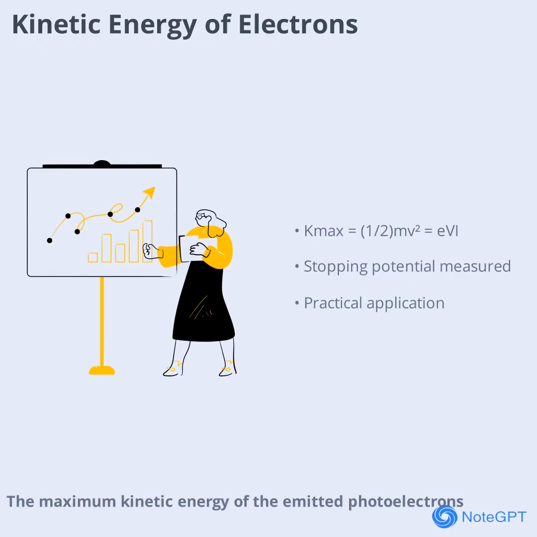The maximum kinetic energy of the emitted photoelectrons can be expressed as Kmax equals 1/2 mv squared equals eVi. Here, m is the mass of the electron, v is its velocity, e is the charge of the electron, and Vi is the stopping potential. This relationship allows us to experimentally determine the kinetic energy of photoelectrons by measuring the stopping potential required to halt their motion. It's a practical application of Einstein's theory and is often tested in board exams.